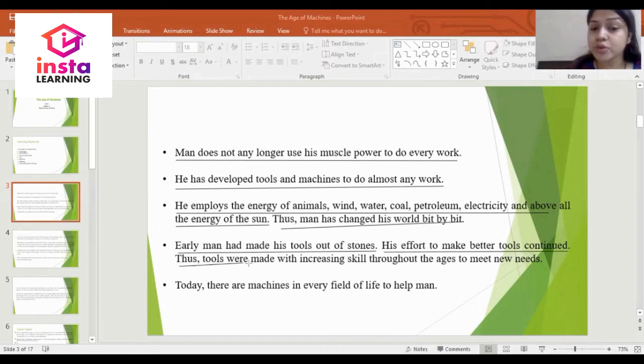His efforts to make better tools continued. Thus, tools were made with increasing skills throughout the ages to meet new needs. Today, there are machines in every field of life to help men.